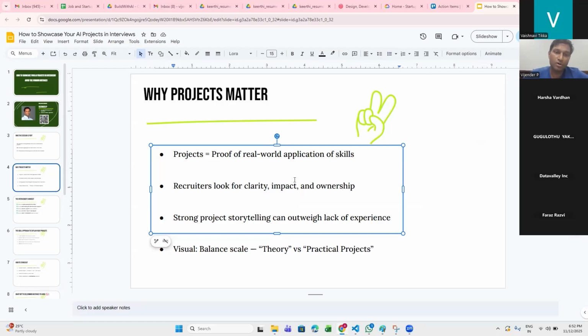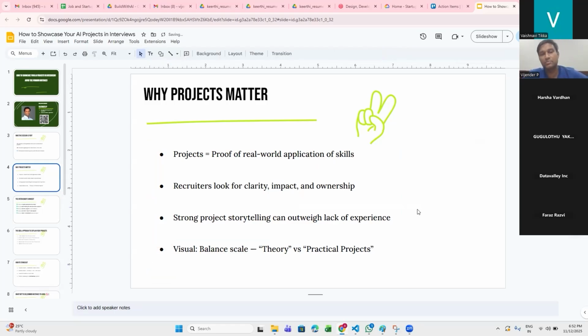Now, strong project storytelling can outweigh lack of experience. This is one of the points I mentioned: if you have good, strong projects, people are willing to overlook your lack of experience. So you might be a 2025 grad, or a fresher with 1 year of experience, but if the role is demanding 2, 3, or 4 years, they can still consider you if you have a good project on your resume and a good ability to communicate what you're trying to do.